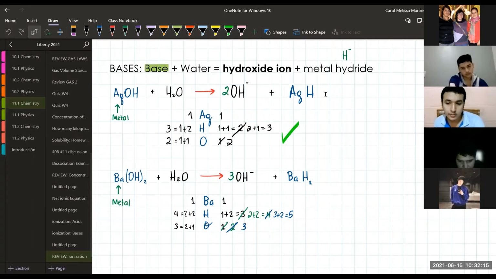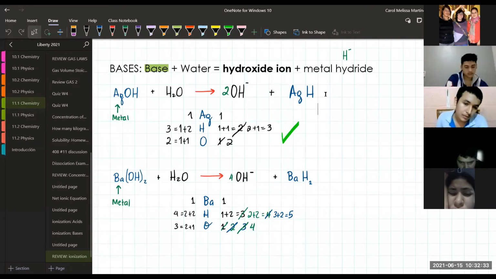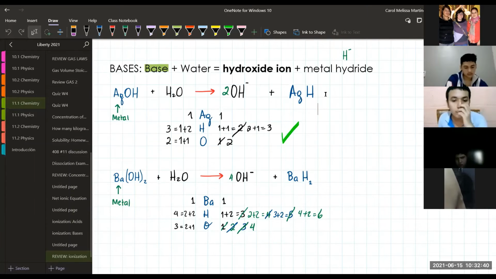So I'm going to try with a different number. If 3 didn't work, I will try with 4. If I try with 4, this is going to affect my oxygen. I have 4 oxygens now, and also my hydrogen. I have 4 plus 2 equals 6 hydrogens. No, still not balanced. But what happens? I can get easily 4 and 6 in the other side by just changing another coefficient.